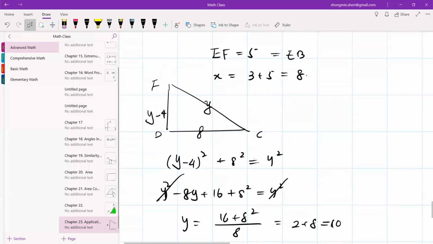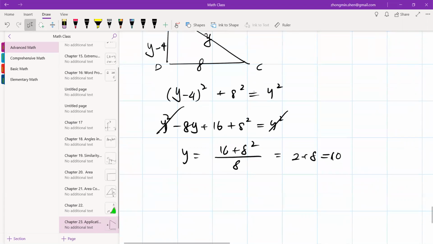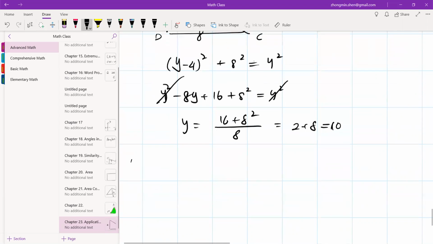Do you see? You have to find the right triangle and express each side in terms of the unknown. Okay. Then you apply the Pythagorean theorem. The idea is simple, but you have to find the right triangle. Now our next problem is going to be the following.